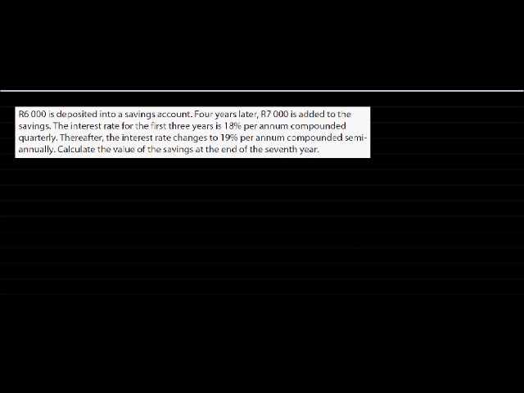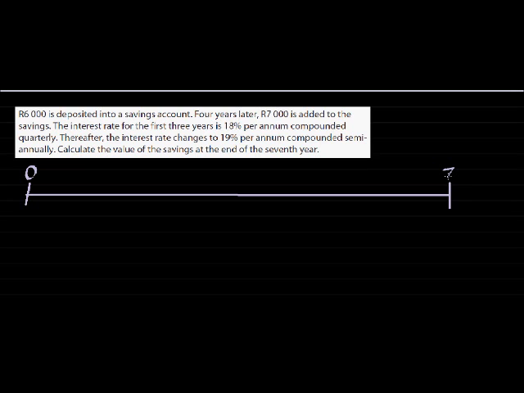Always draw a timeline. 6,000 Rand is deposited into a savings account. 4 years later, 7,000 Rand is added to the savings. Something changed. The interest rate for the first 3 years is 18% per annum, compounded quarterly. Thereafter, the interest rate is 19% per annum compounded semi-annually. Not just that the rate changed, the compound period changed. Calculate the value of the savings at the end of the seventh year.